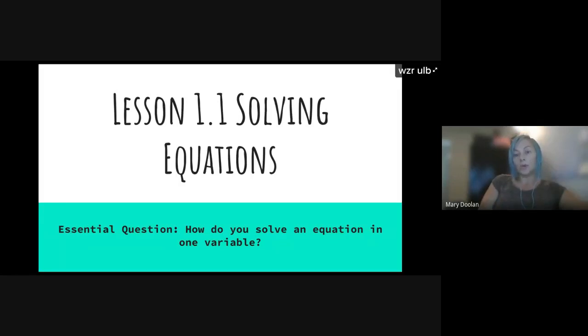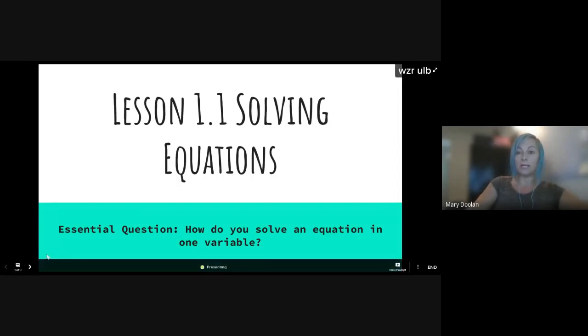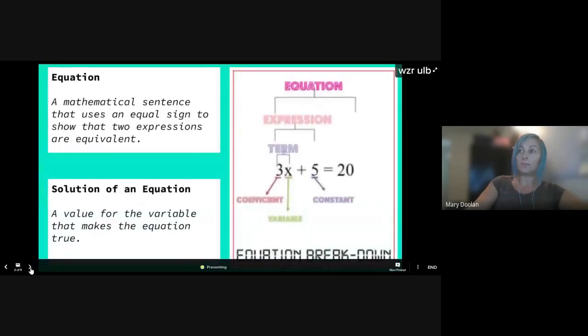So this is lesson 1.1 on solving equations, and our essential question is how do you solve an equation in one variable. What that means is we're solving an equation that has one letter in it, like just an M or just an X. But there might be multiple steps to getting that solved. We're going to look at some vocabulary first.